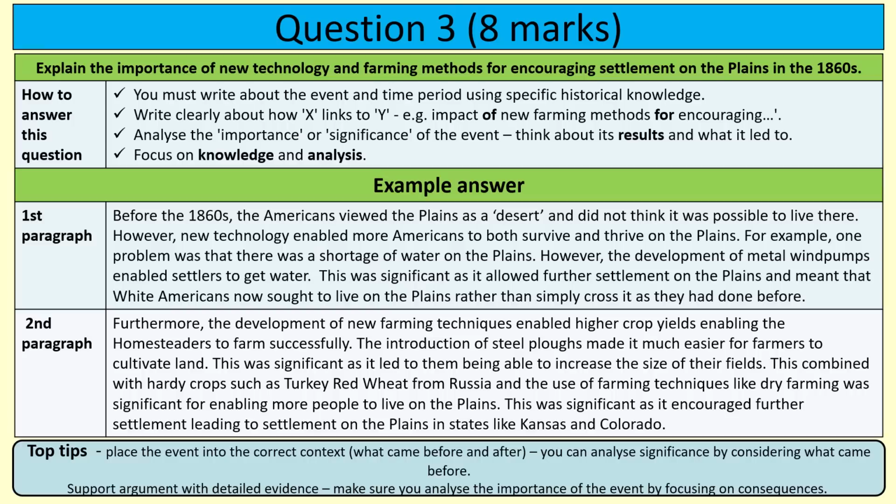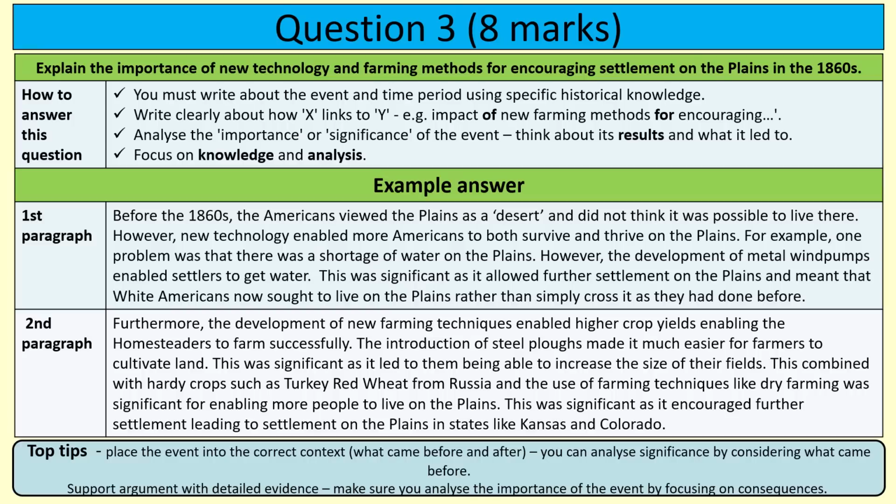For example, one problem was that there was a shortage of water on the plains. However, the development of metal wind pumps enabled settlers to get water. This was significant as it allowed further settlement on the plains and meant that white Americans now sought to live on the plains rather than simply cross it as they had done before.